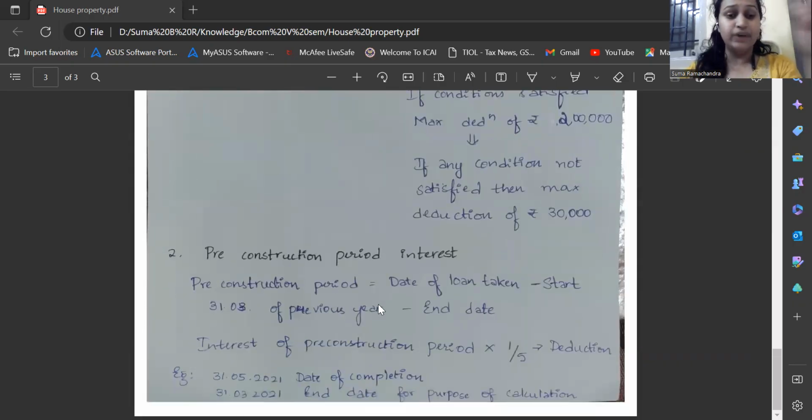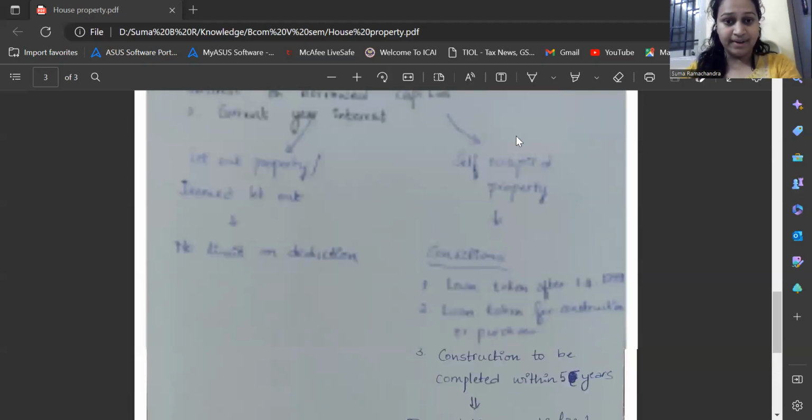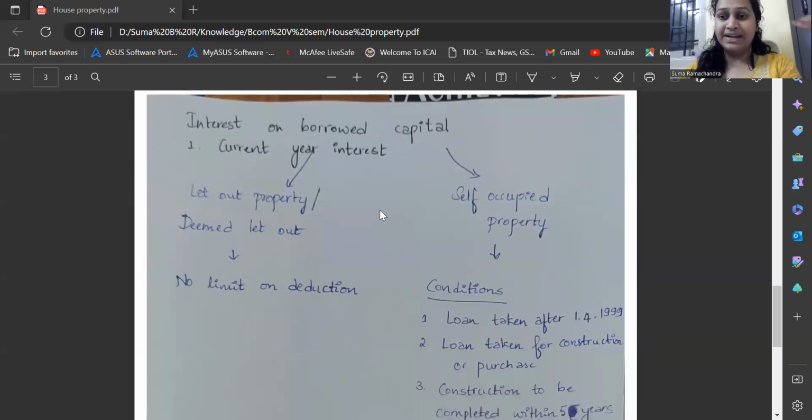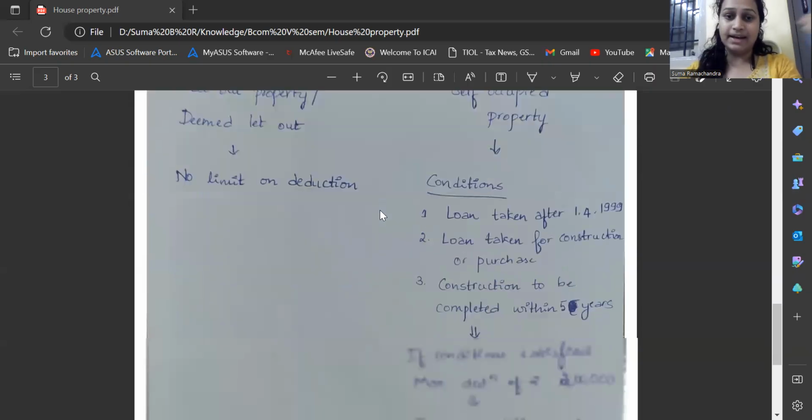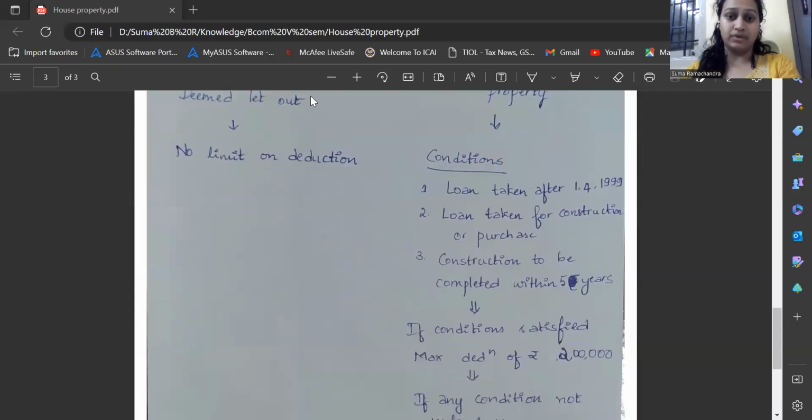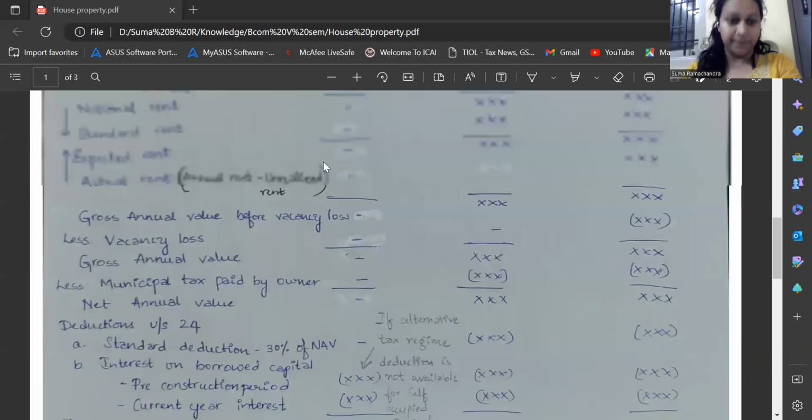Then the second kind of interest is pre-construction period interest. What is this pre-construction period interest? Say, for example, if you're constructing a building, the construction would take a considerable amount of time, say, 1 year or 2 years. Whatever interest is paid in that period, ideally won't be deductible, because once the building is completed, only then can I take it as a building which is eligible for deduction.